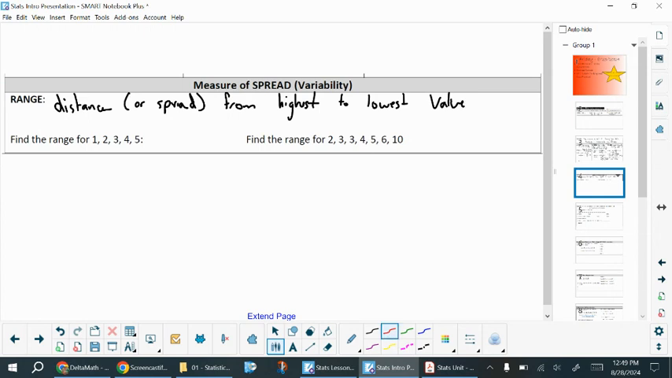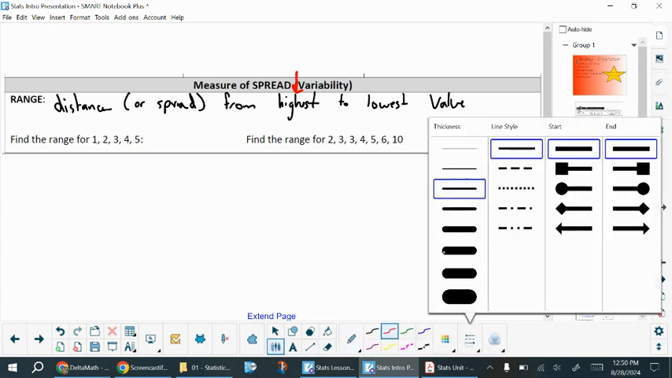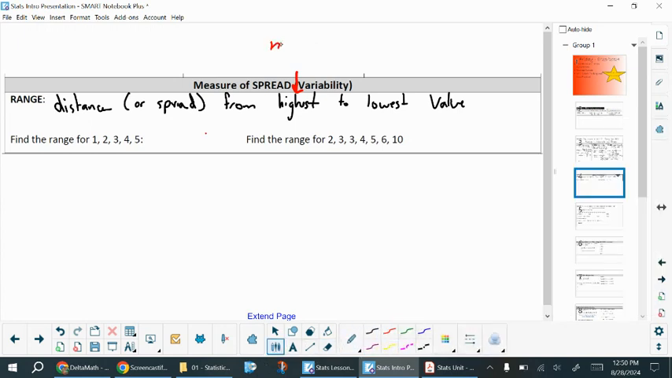We're going to use a couple of words here. The highest value, we're going to call the maximum, or we might abbreviate it max. The lowest value we're going to call the minimum, and we'll probably abbreviate that min. And then to actually find the range, we just take the max value minus the minimum value.